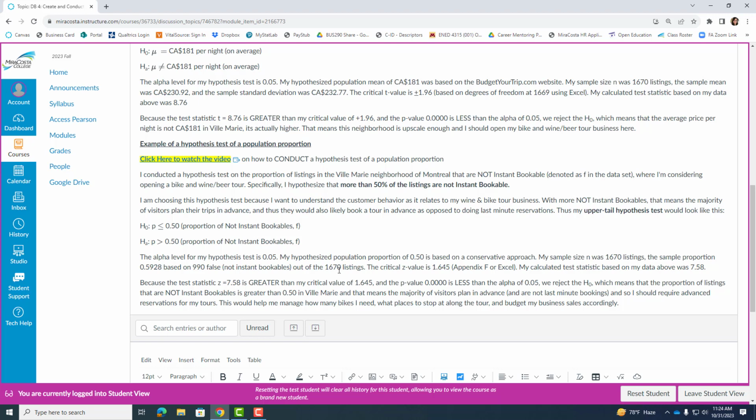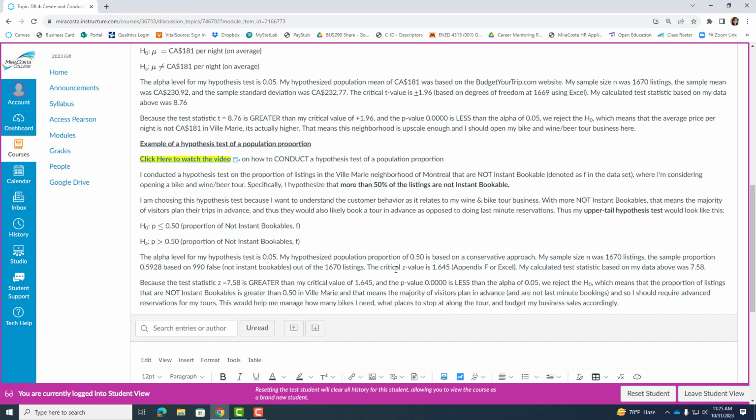Out of all my listings of Villa Marie, I had 1670 listings. So I just took my X divided by my N. And so I show you how to do that in the worksheet. And hopefully this is familiar because you learned about it in chapter 9, how a proportion works. But I just used my data set to find the X and the N. In my video, I also show you a couple other categories or characteristics or X's that you might be interested in that are useful to your business. So make sure to watch the video because instant bookable might not make sense for your business.